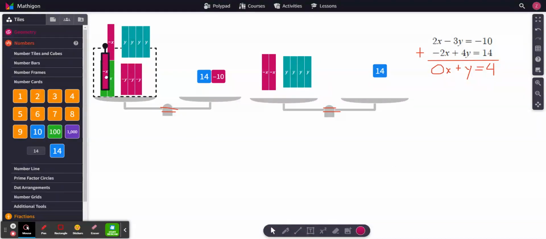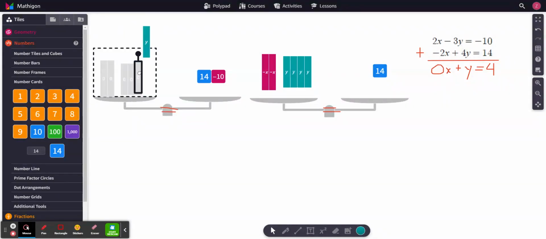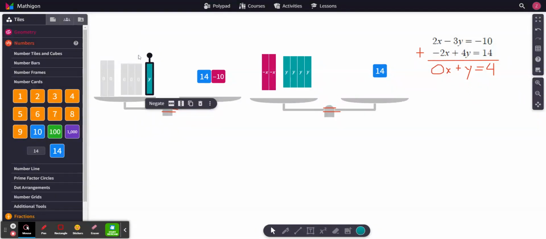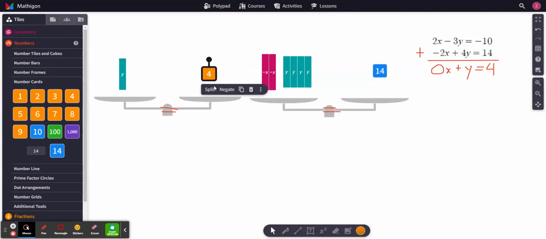Right? I've got a negative x and an x, that's a 0 pair, a negative x and an x, that's a 0 pair. That is 2x plus negative 2x. They are worth nothing together. Same thing here. Negative 3y plus 4y. There's 3 0 pairs there. So 1y is left over here. I have eliminated the x's. And then 14 plus negative 10 is 4. So I see in two ways now that I'm reasonably certain y equals 4.